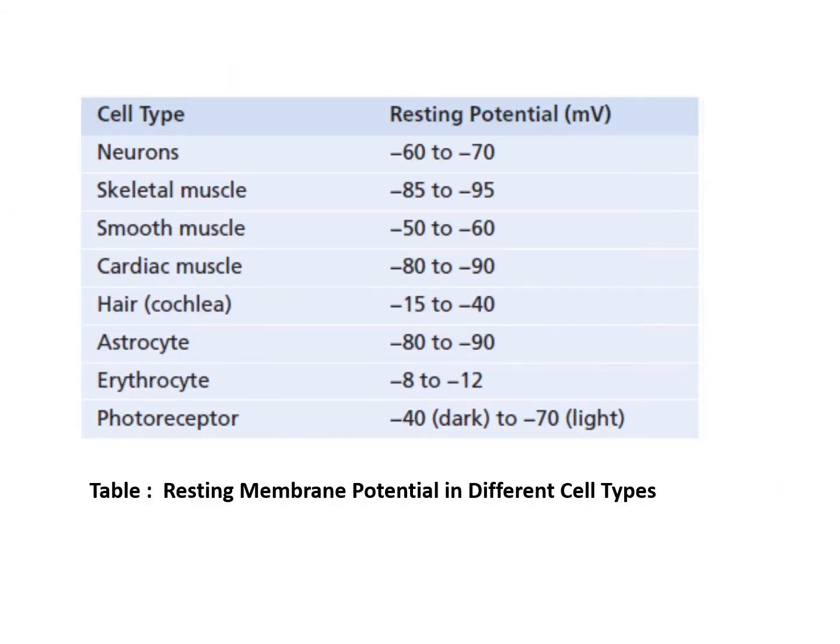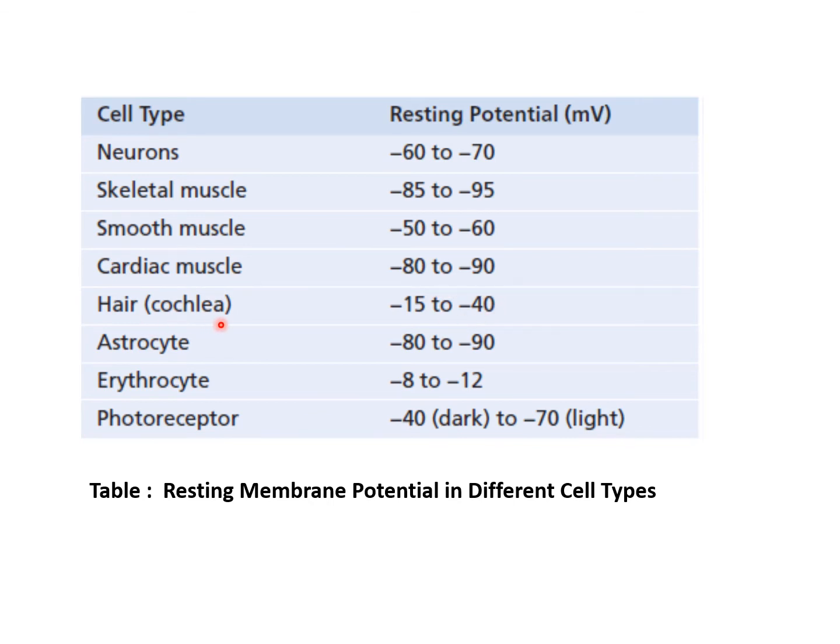So these are different cell types, and what is the resting membrane potential, and what is the value of the resting potential in different cell types. First of all, neuron: the resting membrane potential is about minus 60 to minus 70 millivolts. In skeletal muscle it is about minus 85 to minus 95 millivolts. In smooth muscle, minus 50 to minus 60 millivolts. In cardiac muscle, minus 80 to minus 90 millivolts.